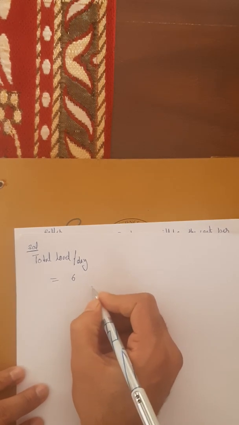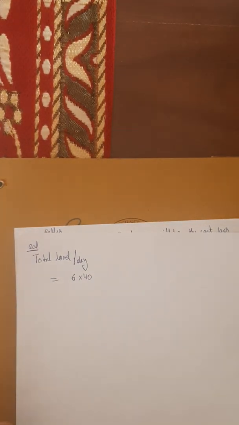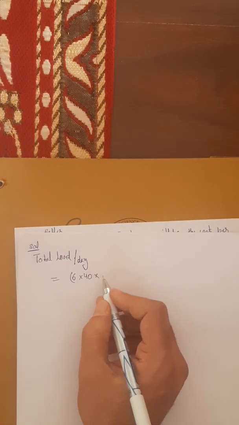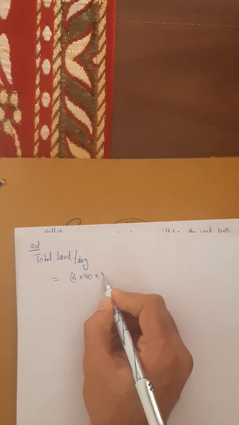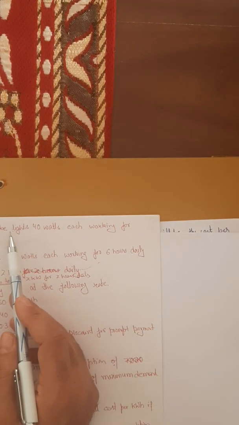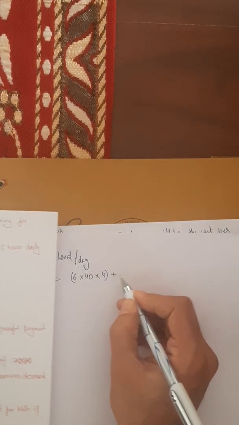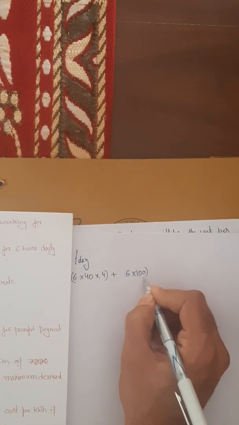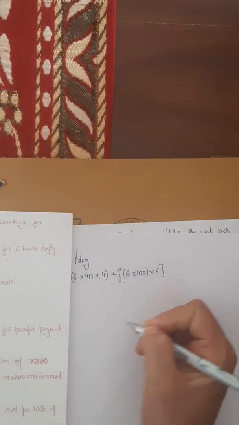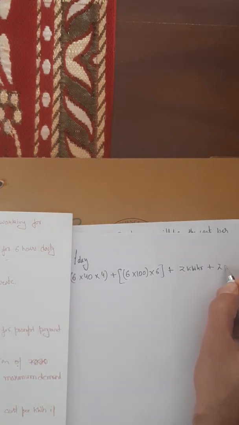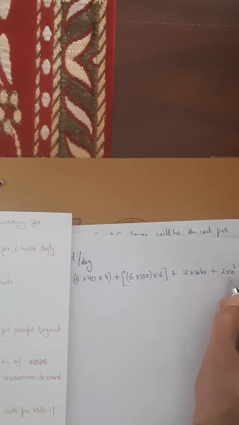These are 6 tube lights, each of 40 watt. 6 multiplied by 40 will give you the power rating of the 6 tube lights, and for 4 hours, so multiply by 4. This will give you the energy consumed by the 6 tube lights in 4 hours. Similarly, the energy consumed by the 6 fans in 6 hours will be this. Plus the refrigerator load is 2 kilowatt hour, which is fixed, and plus the miscellaneous load is 2 into 10 raised to power 3 watt for 2 hours a day. So these are the details given to me.